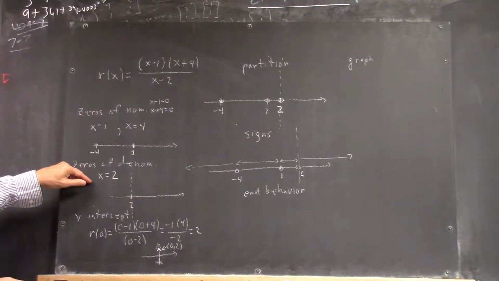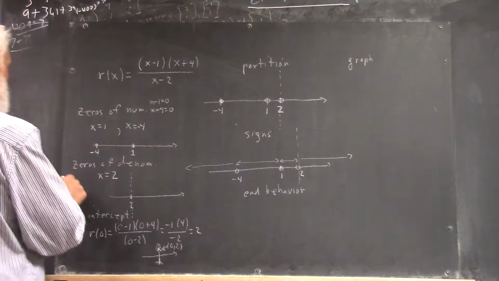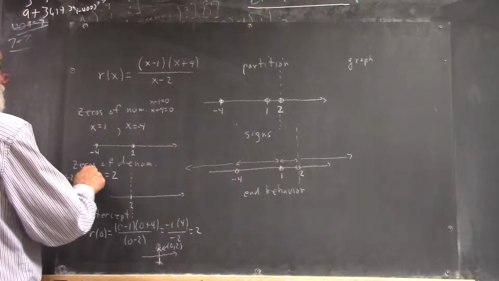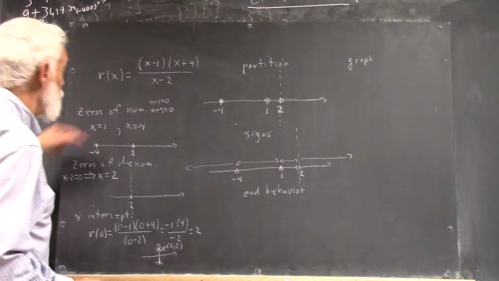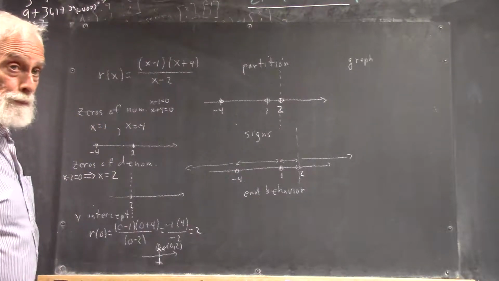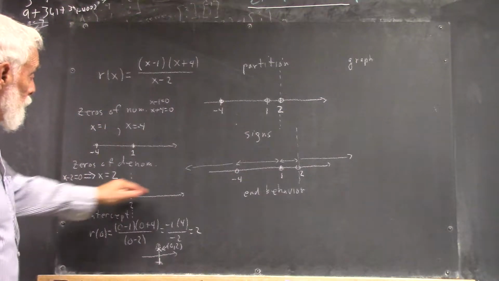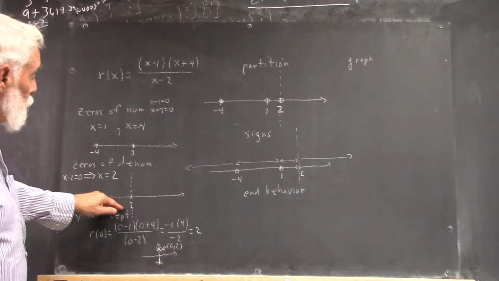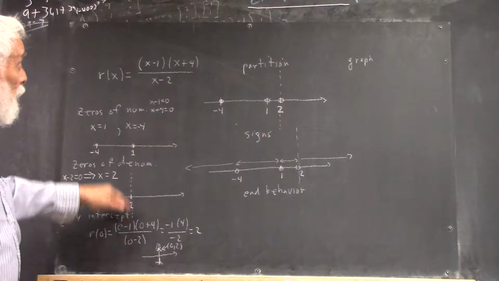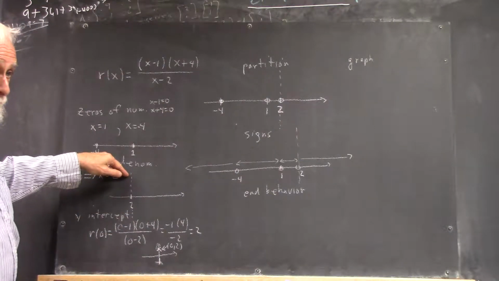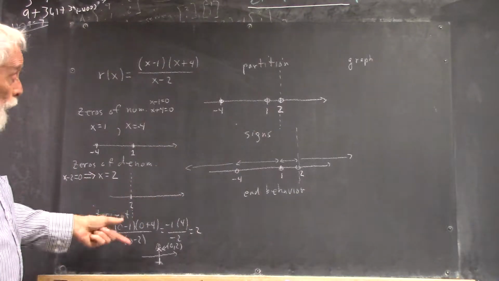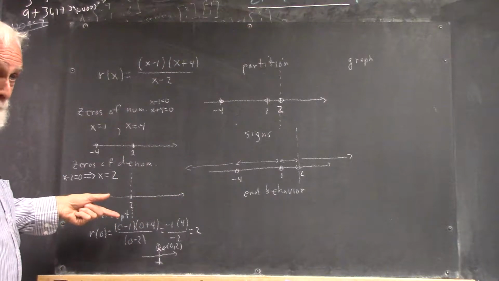Zeros of the denominator, well, x minus 2 equals 0, that's a 0 to the denominator, and that occurs at x equals 2. So draw a little axis with 2 here and a dotted line to indicate that the function is undefined on this dotted line. So you know the graph can't cross the dotted line. There's no graph point on the dotted line, right?